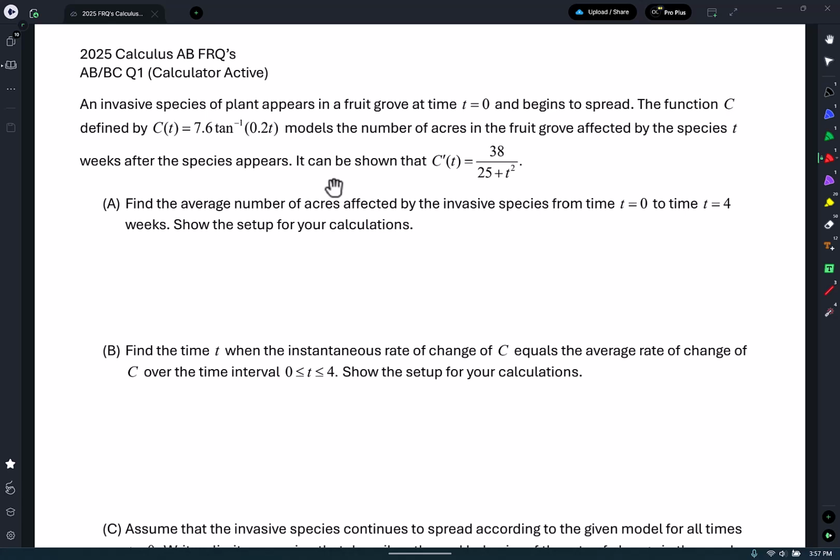Okay, well, let's see. What do they want? They want the average. The average of what? Number of acres affected by the invasive species. Well, this C of t is the number of acres in the fruit grove affected by the species. So what they're trying to tell us is that they want the average of C of t. So here we go. I'm going to go 1 over 4 minus 0 integral 0 to 4 of C of t. It does not have to look like this, guys. You can have the integral from 0 to 4 of C of t dt divided by 4.